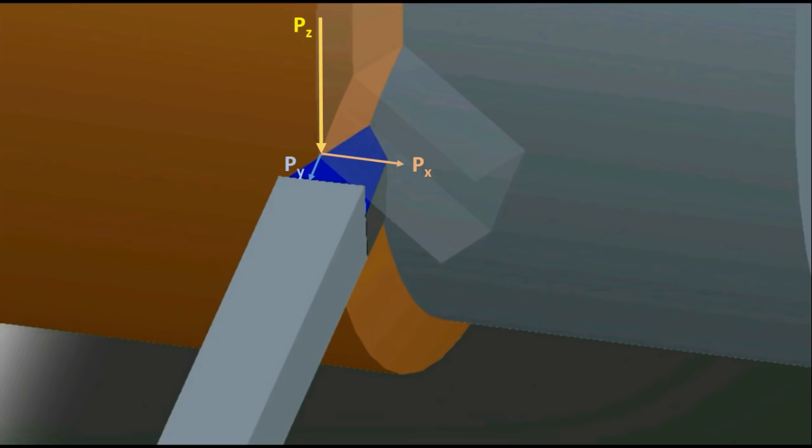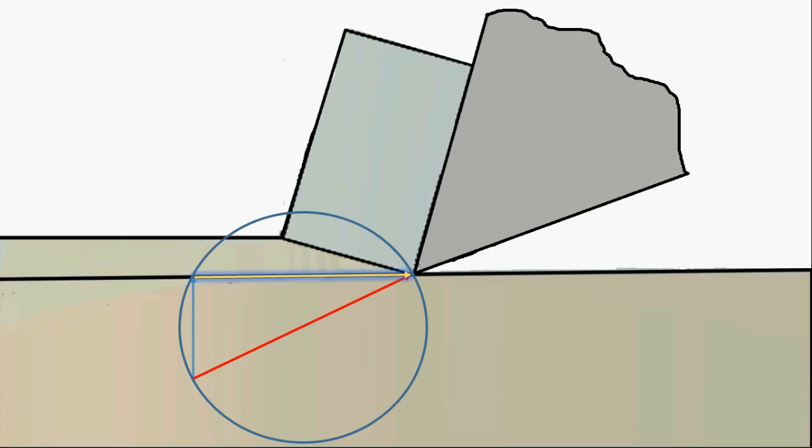This system of three perpendicular forces can be simplified for analysis by resolving Px and Py into a single force, Pxy. In case of orthogonal cutting, Pxy would lie on the orthogonal plane, perpendicular to Pz. These two perpendicular forces may be thought of as two chords in a circle with the resultant force as diameter.